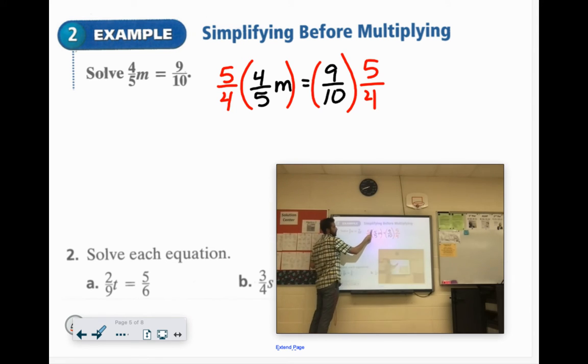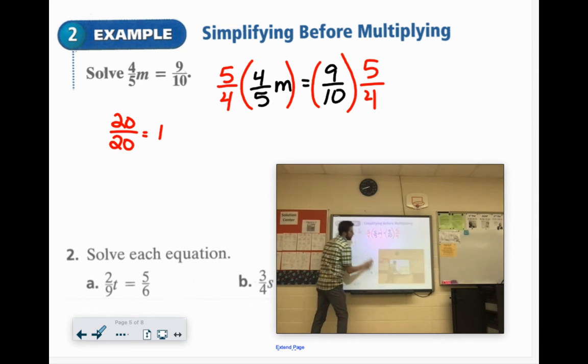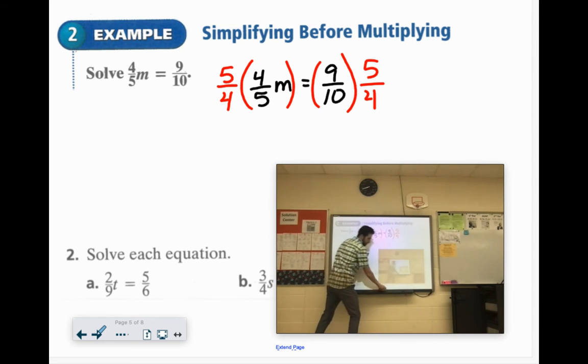If you were to multiply 4 times 5, you get 20. 5 times 4 is 20. So you have 20 over 20, which is just 1. So every time you multiply by the reciprocal, it comes out to 1, and you're trying to get it to be 1m. So mission accomplished.